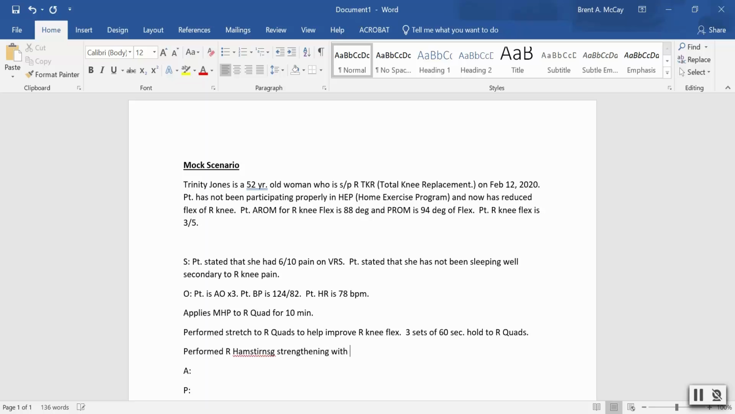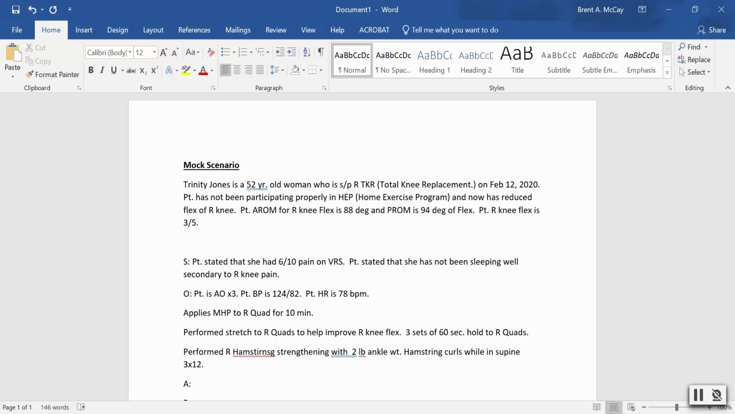with, I don't know, 2 pound ankle weight hamstring curls while in supine, and the sets and reps, 3 times, I don't know, we'll say 12 reps, okay? 3 times 12. And so this is what I did in treatment with the patient.